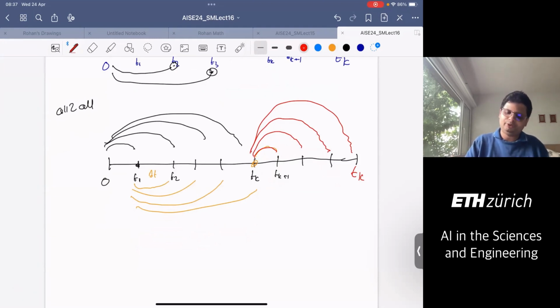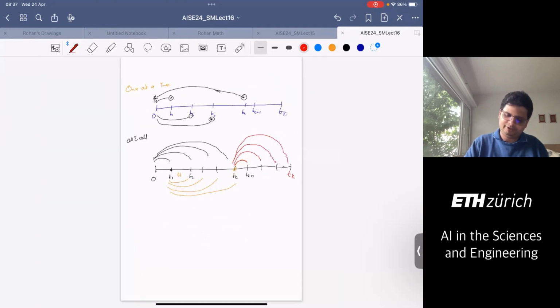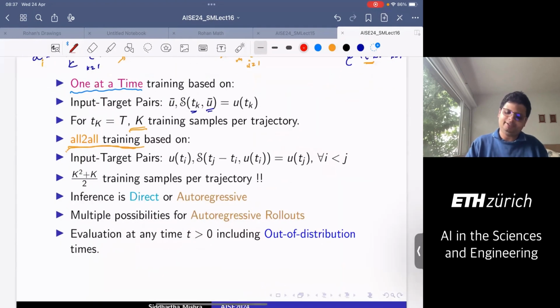Essentially, if you start at a point Ti, you can go to any Tj where j is greater than i. In other words, if you start at Tk, you can go to Tk+1, Tk+2, Tk+3, and so on. You of course have to provide the lead times, because that's the amount of time it takes for the solution to evolve. And then you give the value of the solution there.